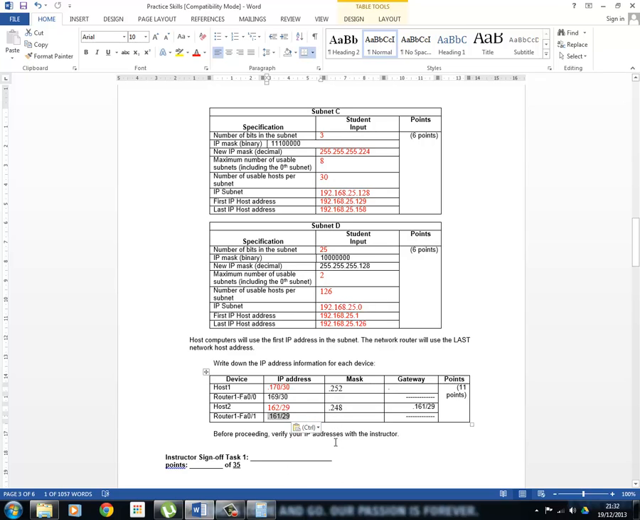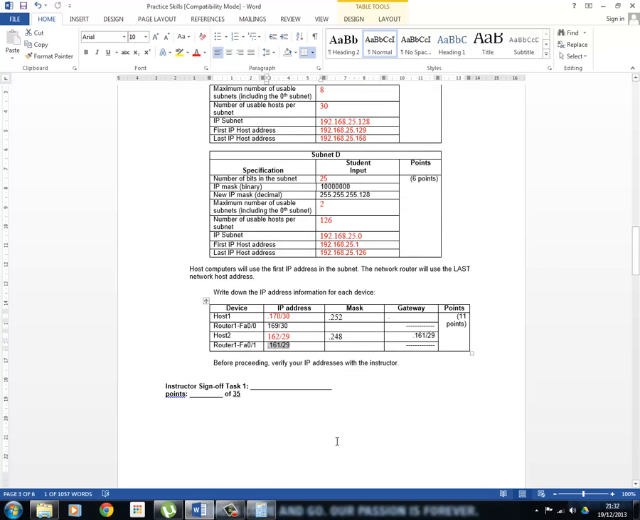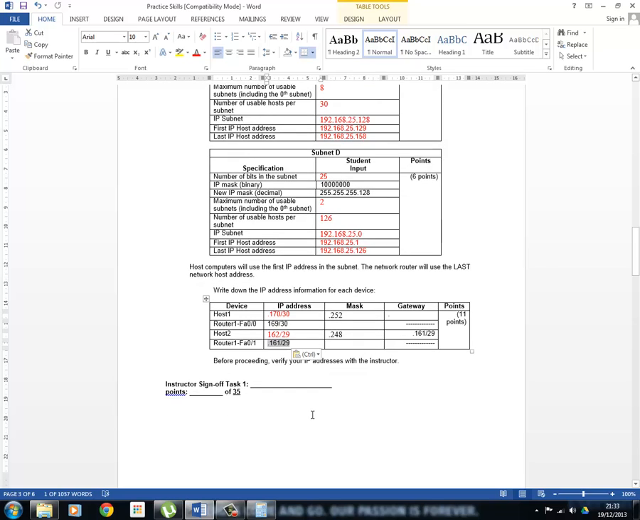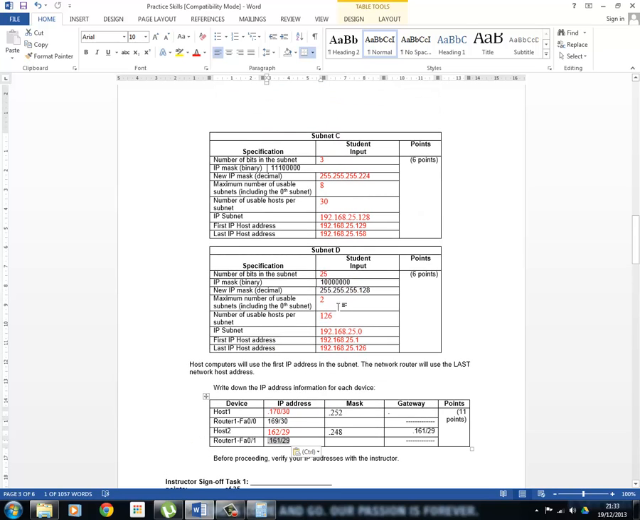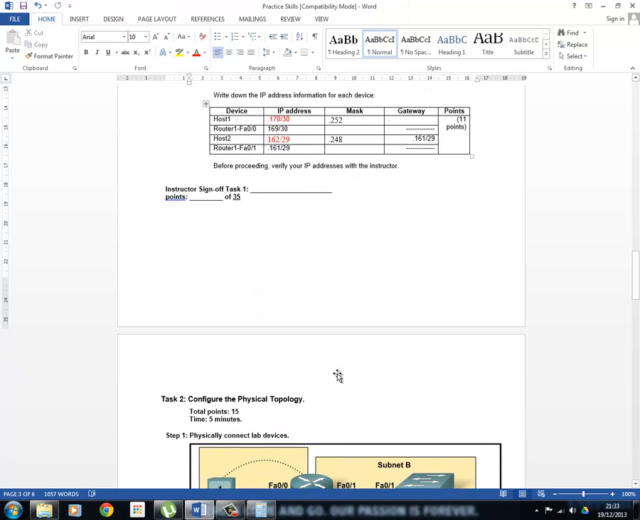Okay, now if you've done it correctly, you should actually gain the full maximum points for this. Now if you can spot any problems, then please let me know. And you know what? That's looking pretty good. Okay, so that's that done.